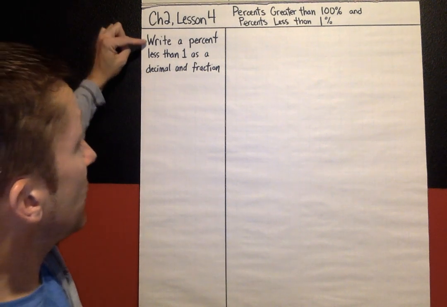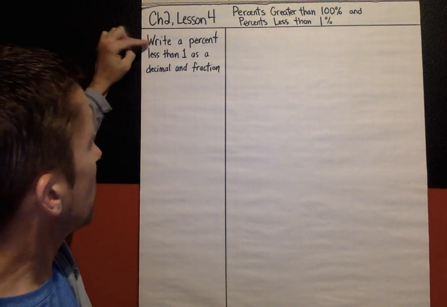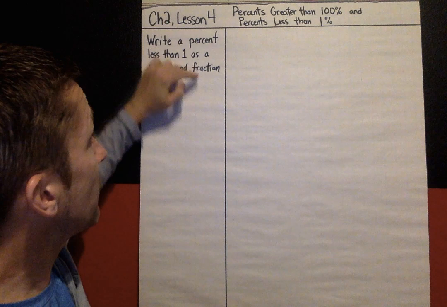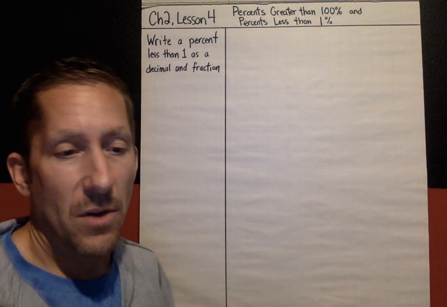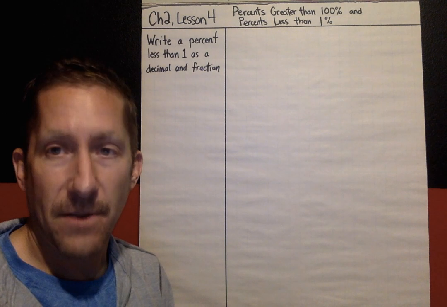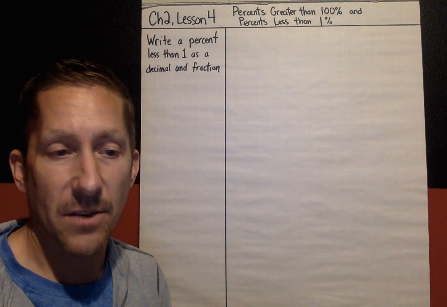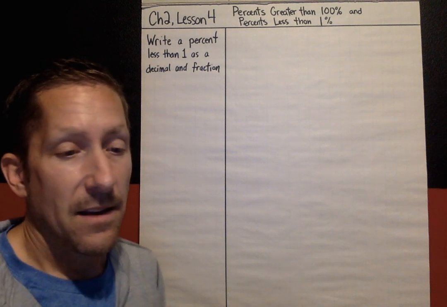The first kind of problem we're going to look at is right here. How do you write a percent that is less than 1 as a decimal and a fraction? So we're talking about a really small amount. Percent is out of 100, so if you had 1%, that would be 1 out of 100, and we're looking at even smaller amounts than that.